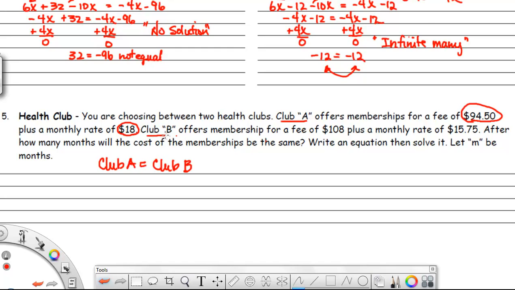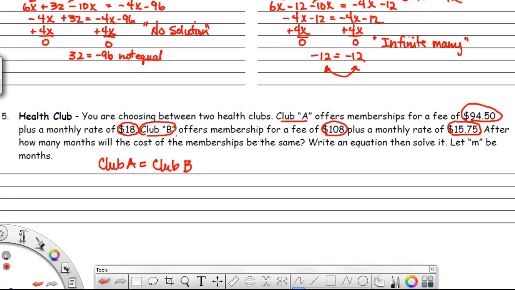And then there's another club, Club B, that offers membership. Its fee is $108 for a one-time fee, plus a monthly rate of $15.75. So after how many months will the cost for the membership be the same?